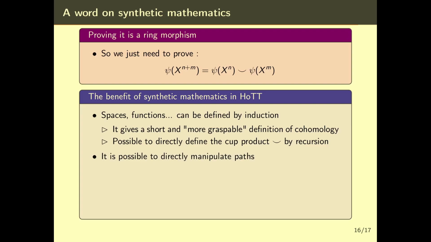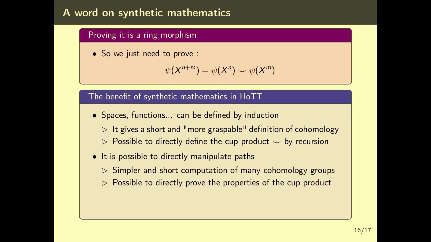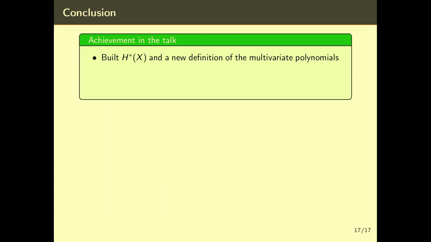Combined with the fact that you can directly manipulate paths synthetically in Cubical Agda, it will give you a simple and short computation of many cohomology groups, as we've seen in the table at the beginning. But moreover, you're going to be able to prove that the cup product is indeed a graded operator, and you're also going to be able to characterize this behavior on spaces. And for instance, characterizing the behavior for the Klein bottle is basically taking 10 lines. So it's really efficient.